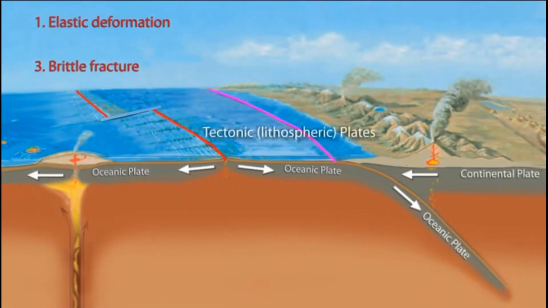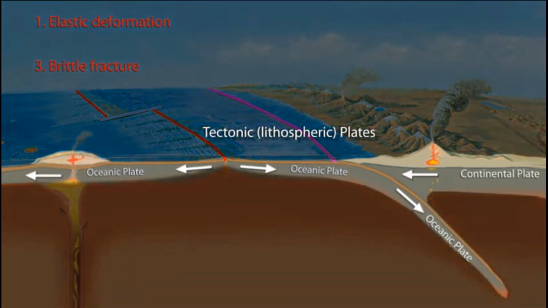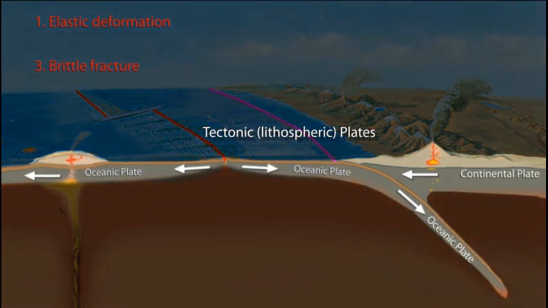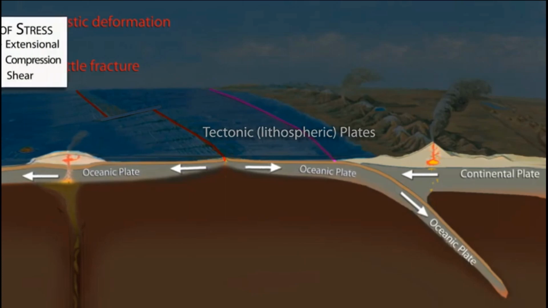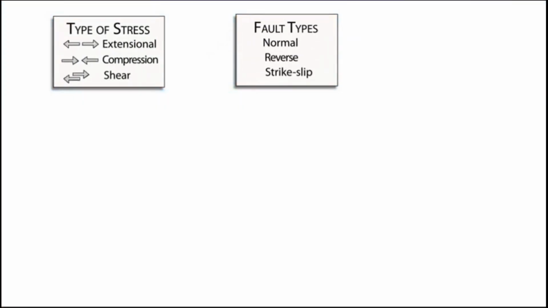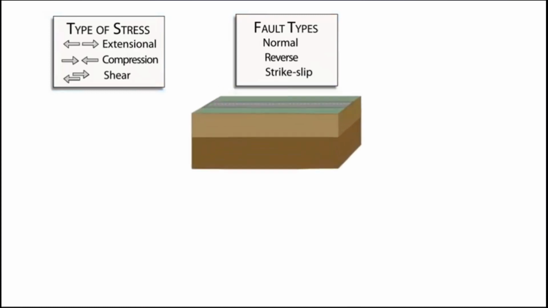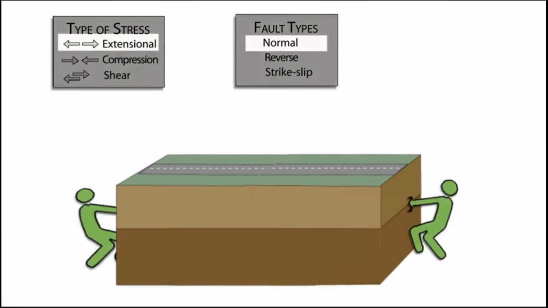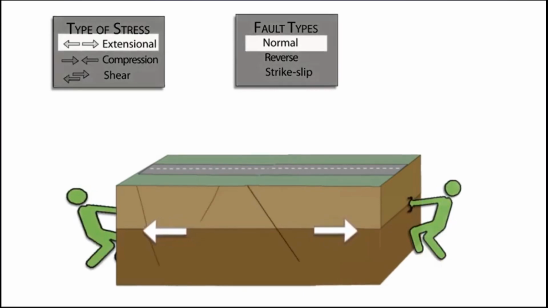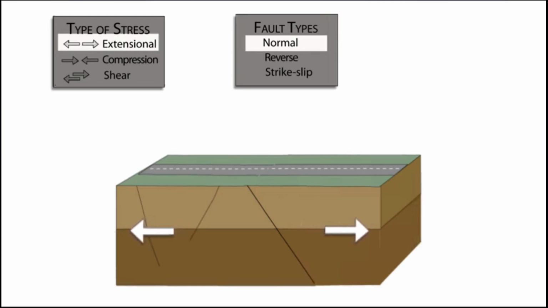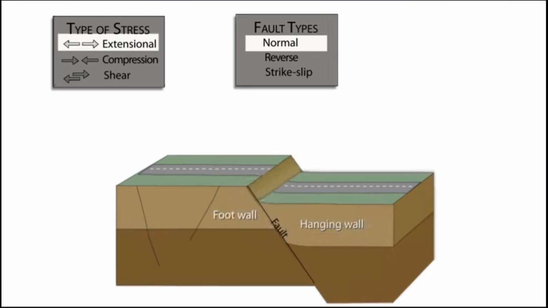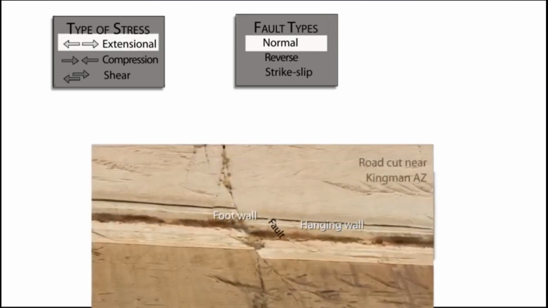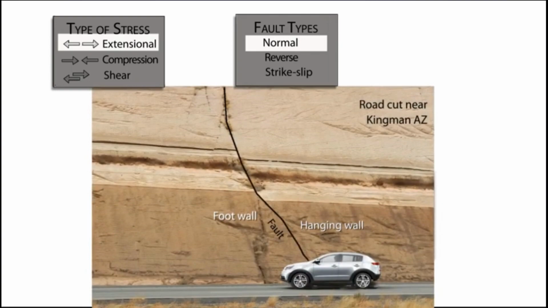Throughout the rest of this animation, we'll ignore ductile deformation and focus on earthquakes that occur in Earth's uppermost cool layers of rock called tectonic plates. Faults can be separated into three broad classes based on the direction of the stress that caused the fault offset. When extensional stress is applied, the rocks extend, initially forming fractures, usually at an angle of less than 70 degrees to the surface. When the hanging wall drops relative to the footwall, it is called a normal fault.